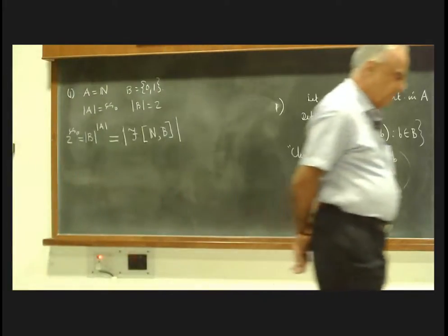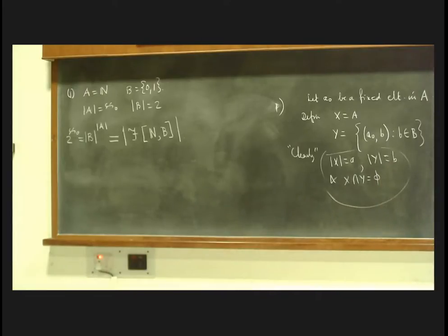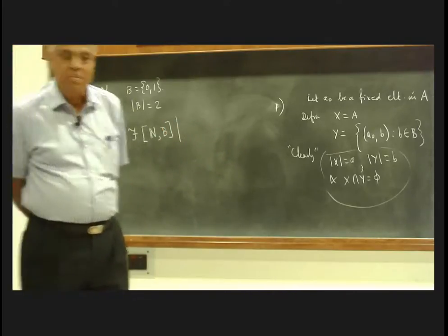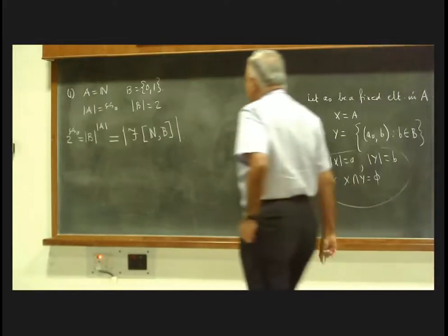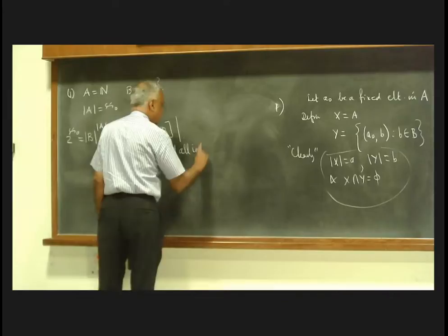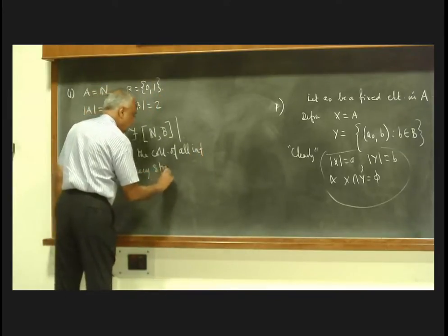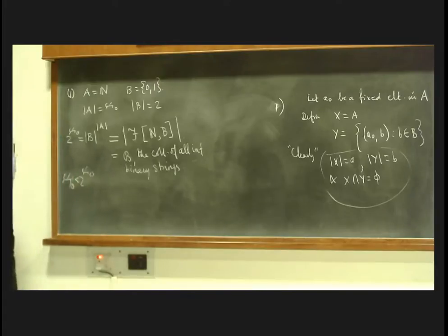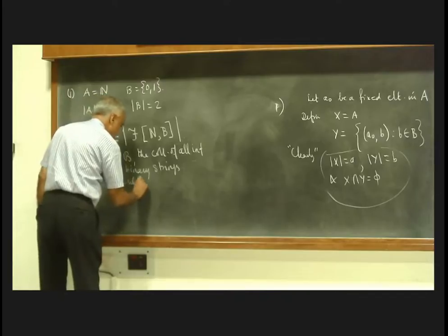Right? The collection of all functions from N to B. That is what 2 to the power Aleph naught is by definition. Now, do you remember this fellow? The collection of all functions from N to B is the collection of all infinite binary strings, which we saw last time, and it is uncountably infinite. So it is equal to B, the collection of all infinite binary strings, and therefore 2 to the Aleph naught is strictly greater than Aleph naught, which is uncountable.